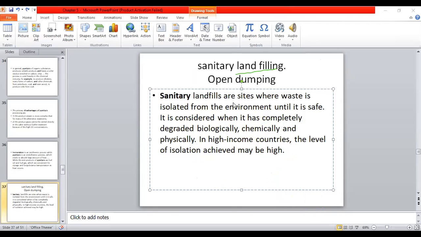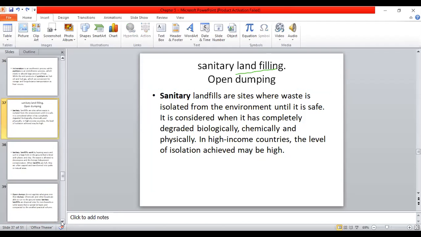Okay. Now, sanitary landfills are sites where waste is isolated from the environment until it is safe. It is considered safe when it has completely degraded biologically, chemically, and physically. In high income countries, the level of isolation achieved may be high. Okay, so we'll see.